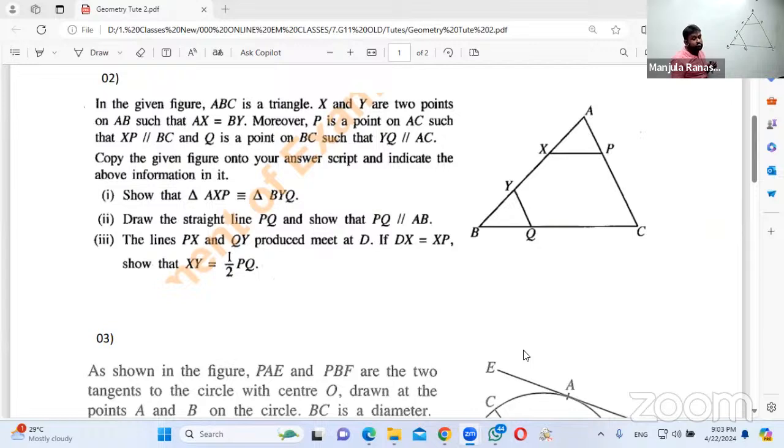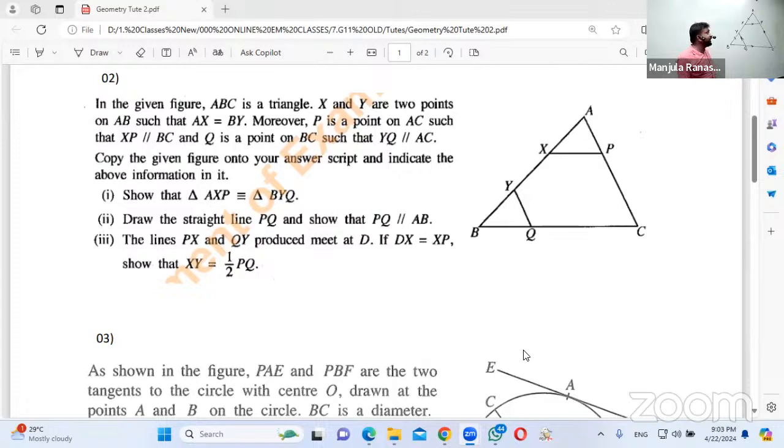Moreover, P is a point on AC such that XP is parallel to BC. XP parallel, so mark that parallel. XP parallel BC. And Q is a point on BC such that YQ is parallel to AC. YQ is this one, parallel to AC, right? That is parallel to AC. So that is the parallel. Okay, YQ parallel AC. Copy the given information to your answer script and indicate the above information on it.